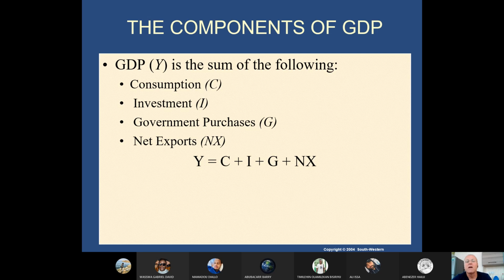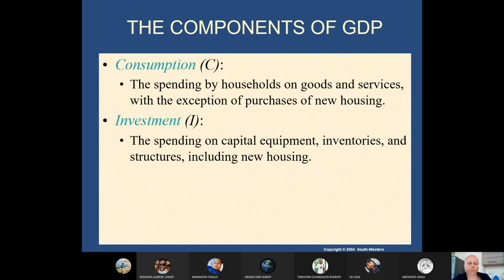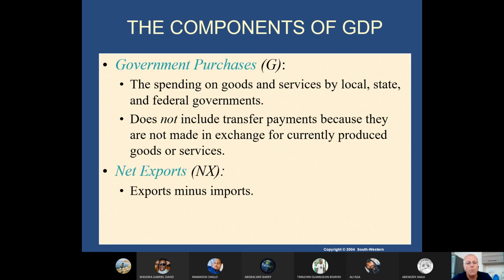If it is positive, fine, and if it is negative, it is of course negatively affecting and causing some recession and negativities to the economy. The consumption, as I said to you, is the spending by households on goods and services, with the exception of the purchase of new housing, which is not included here. And the investment is the spending on capital equipment, inventories and structures, including new housing. And governmental purchases are the spending on goods and services by local, state and federal governments.